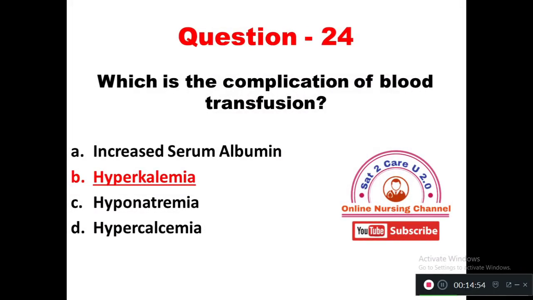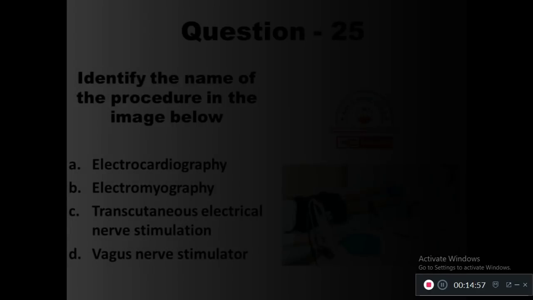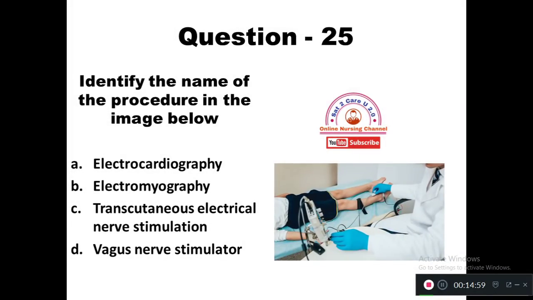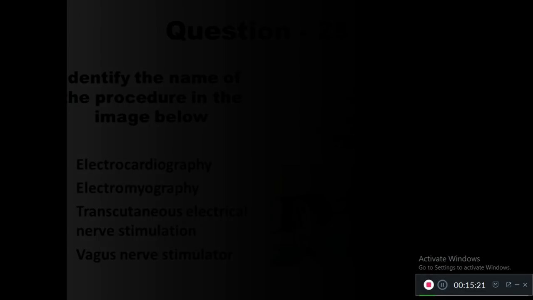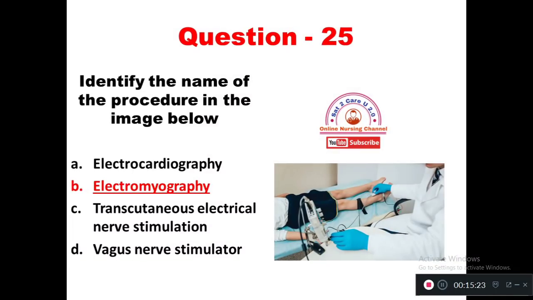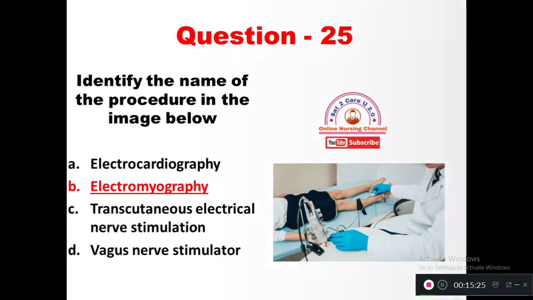Question number 25. Identify the name of the procedure in the image below. Option A electrocardiography, B electromyography, C transcutaneous electrical nerve stimulation, option D vagus nerve stimulator. So the image shows the procedure called electromyography. Next question.